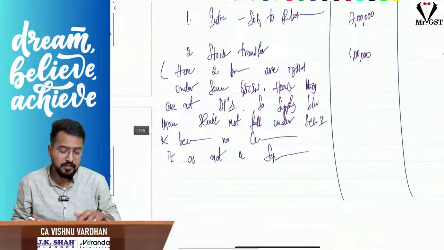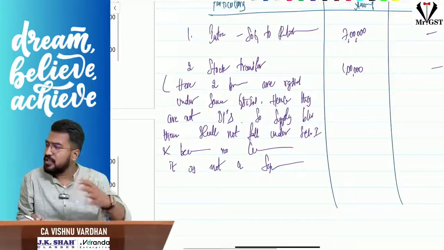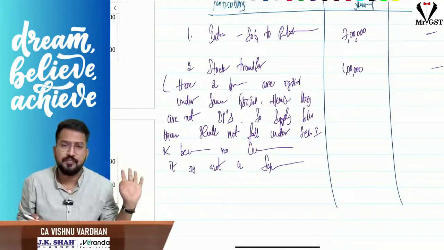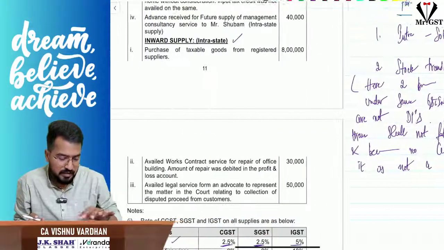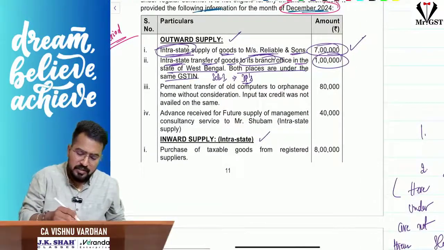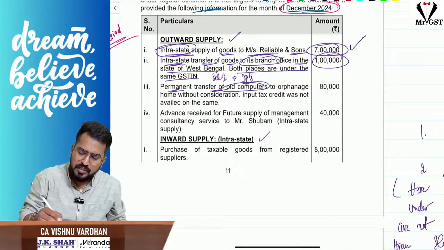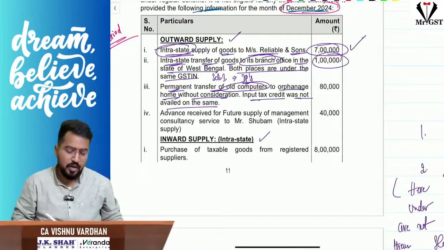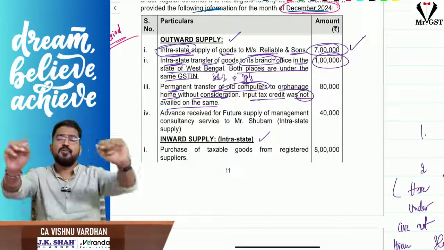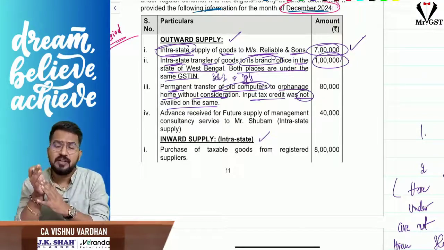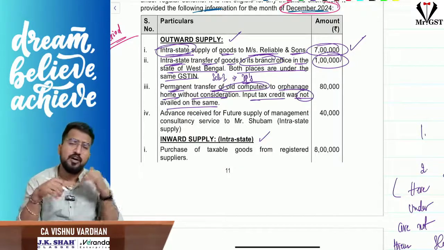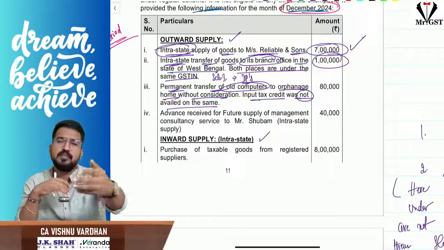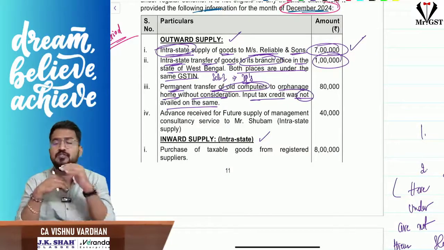So the point is, what I am trying to highlight here is, make sure you finish the working note here itself. Next, third one, what is the third one? Third one is permanent transfer of old computers to an orphanage home without consideration. Input tax credit not availed. That is important here. If you remember, Schedule 1 transactions are permanent transfer or disposal of business assets on which ITC was availed, then without consideration the permanent transfer or disposal will be treated as supply.